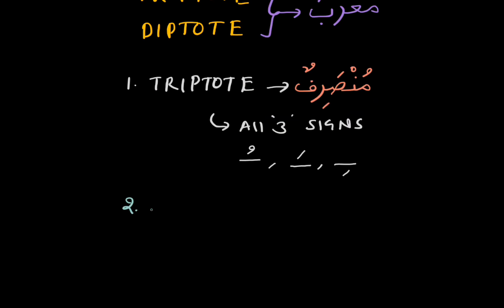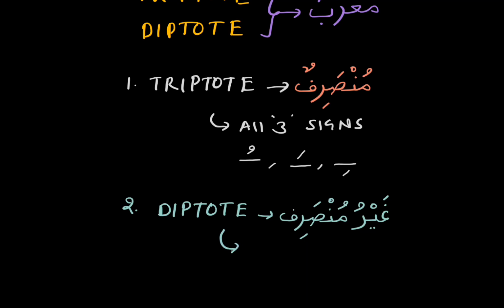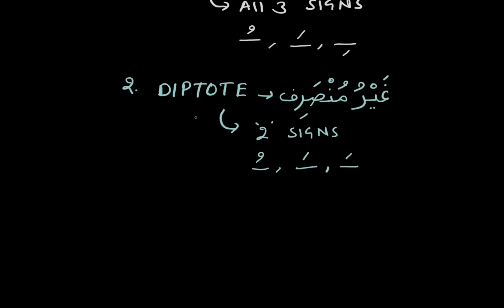The second category of the noun which shows declination is the diptote. Diptote in Arabic is known as ghair munsarif. So these diptote nouns show only two signs, okay, so that's why they are known as diptotes. So what are the two signs? In the marfu state they will be showing dhamma, in the mansub state they will be showing fatha, and in the majrur state also they will be showing fatha. There is no kasra in diptotes. And these diptote nouns do not have tanween at the end.